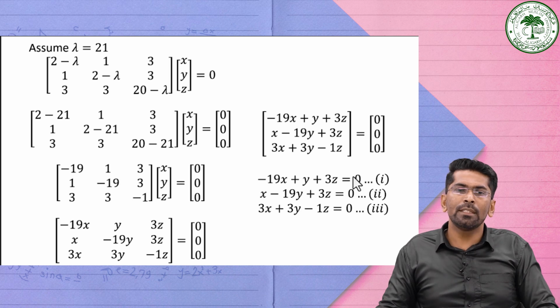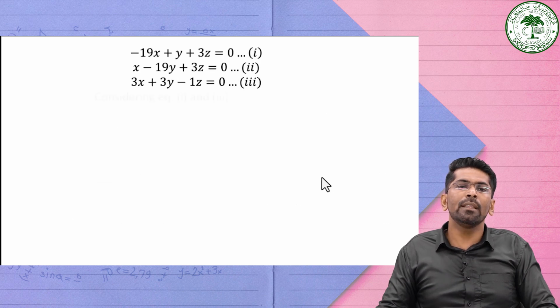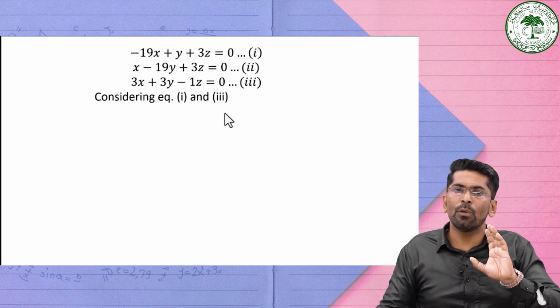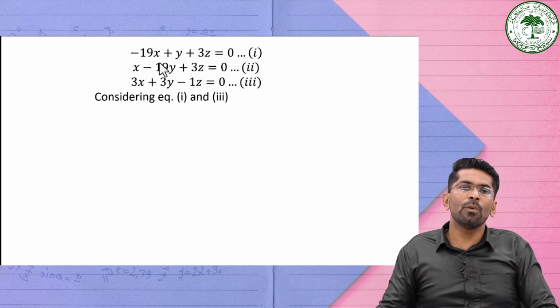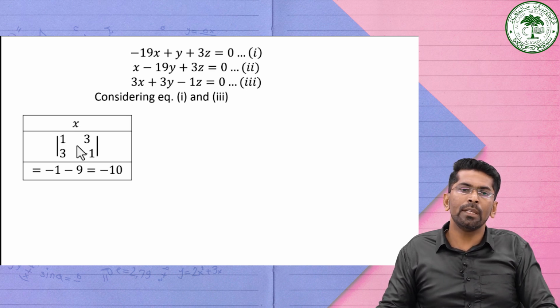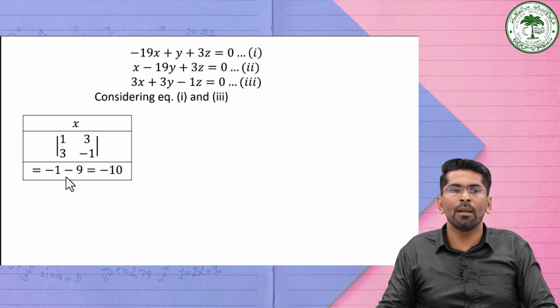Now we are going to consider these three equations, and considering equation number 1 and 3. Any two equations can be considered, but here we are going to consider equation number 1 and 3. So here equation number 1 and 3 will be considered, and we are going to write in a separate form, that is x by crossing the coefficient of the x term. The y term coefficient is 1 and 3, z term is 3 and minus 1. If you find the determinant value, it is 1 into minus 1 which is equal to minus 1, minus 3 into 3 which is equal to 9. So minus 1 minus 9 which is equal to minus 10.